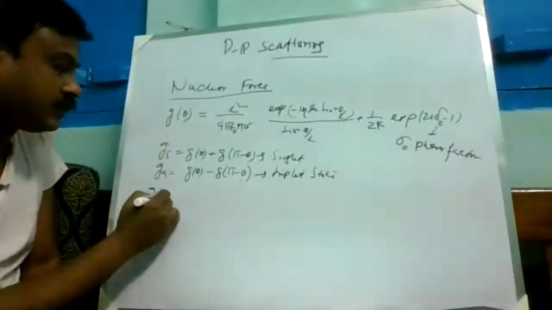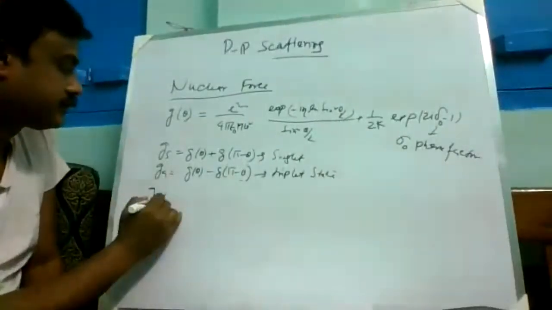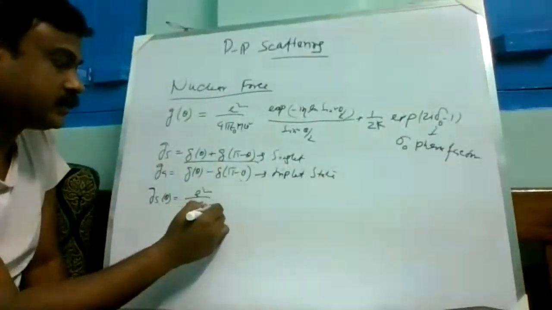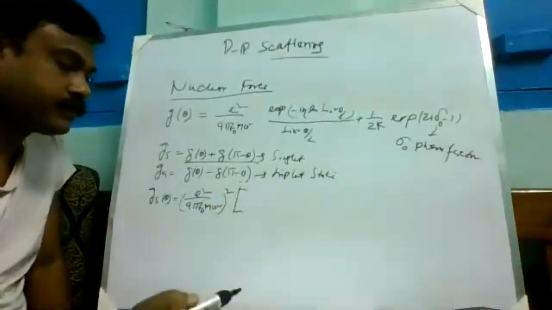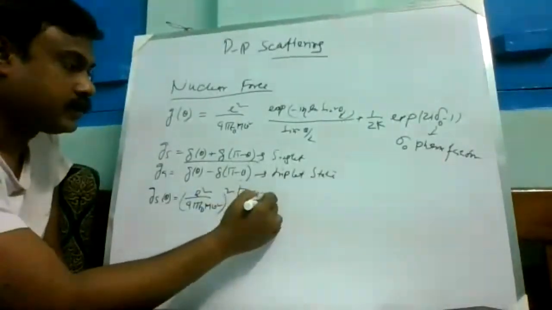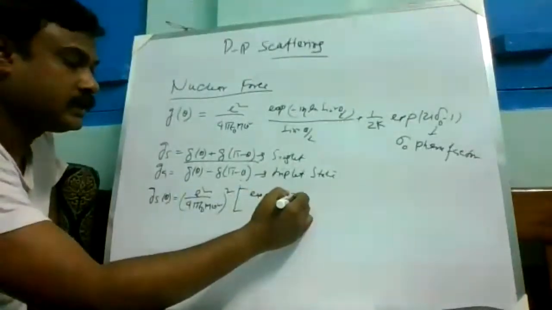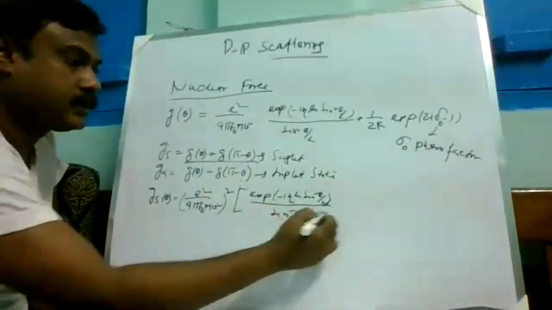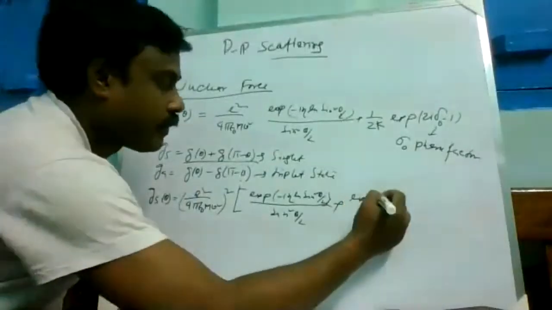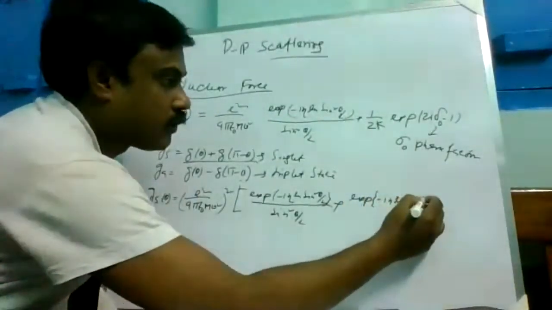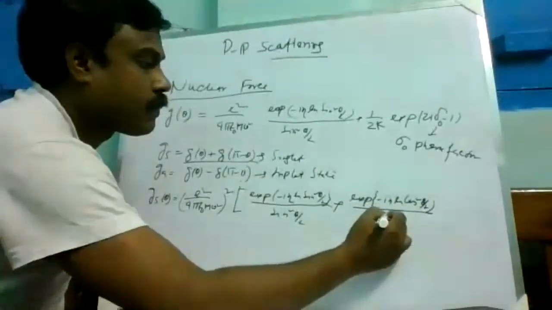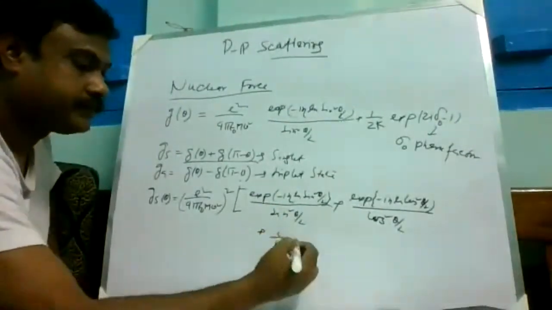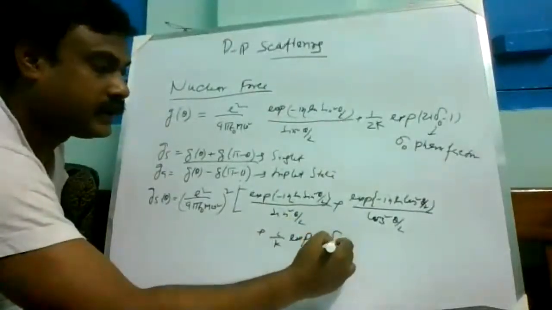Right. So G_S(θ) will be equal to this expression: e² by 4πε₀, which we have just derived, exponential of minus iη ln sin²(θ/2) by sin²(θ/2), plus exponential of minus iη ln cos²(θ/2) by cos²(θ/2), plus i by k exponential 2iδ₀ minus 1.